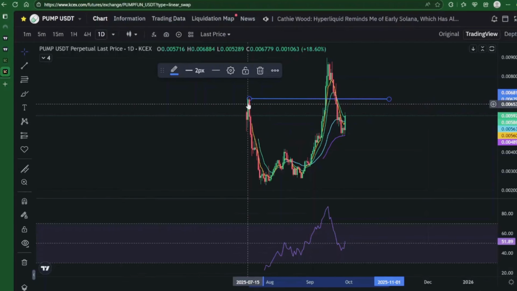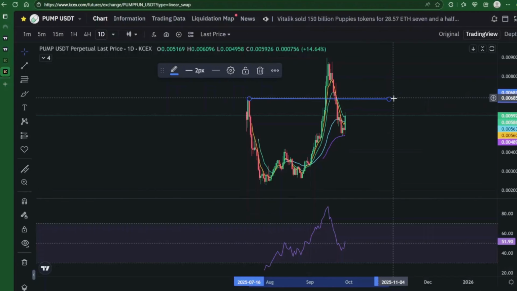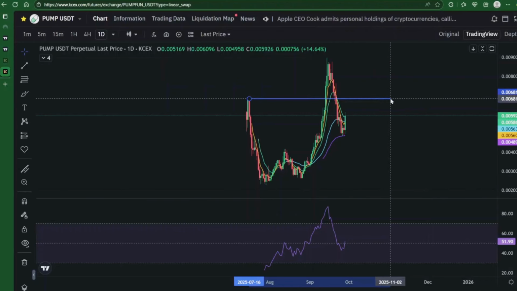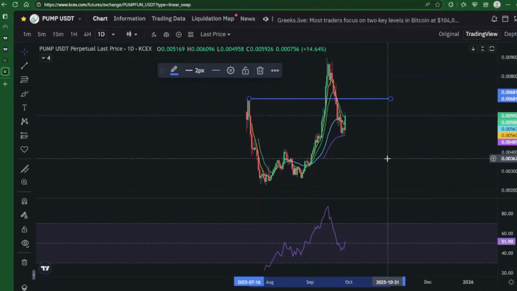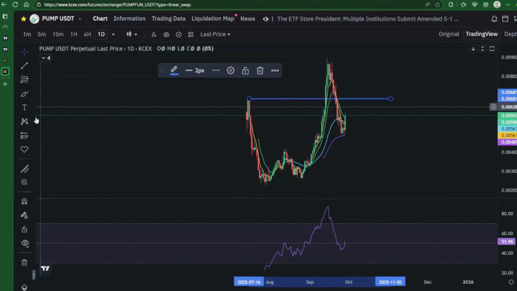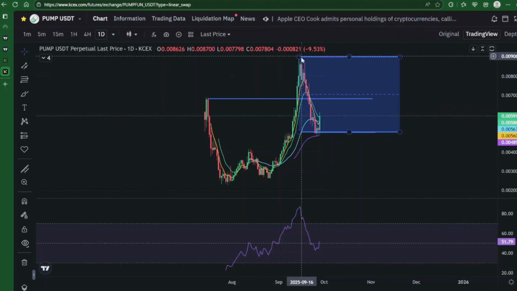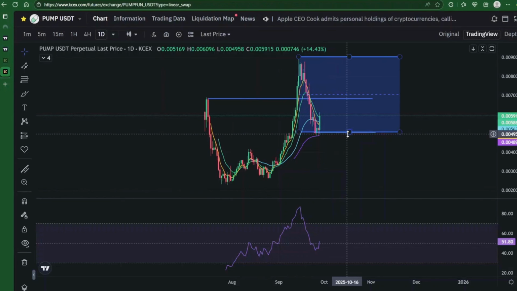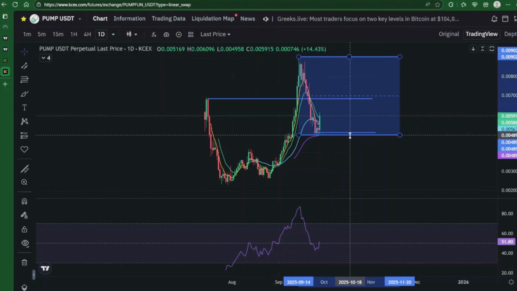So this previous swing high was the resistance. We pumped through it. We've corrected back down through it. And now it's making another swing. Now it's establishing a swing low on the daily time frame. And this is the swing high. This is our swing low. I guess I'll include the wicks.